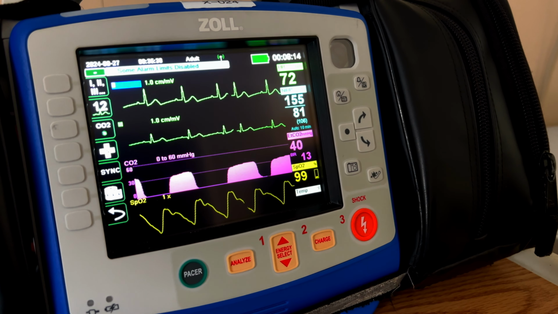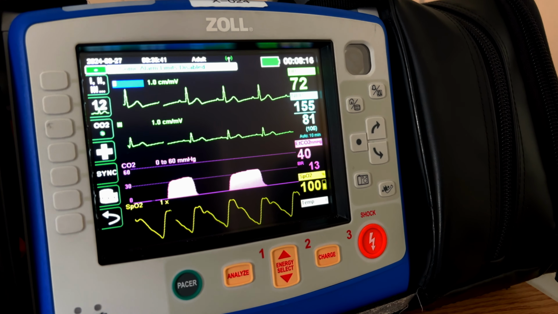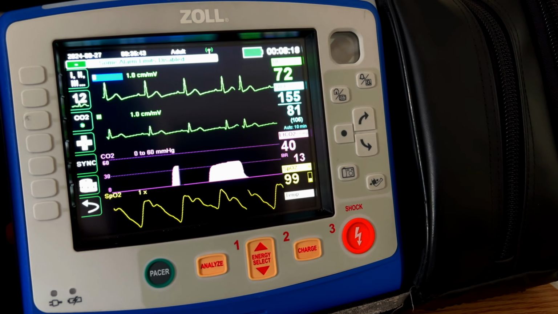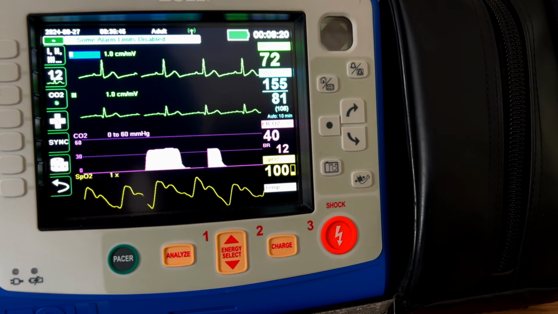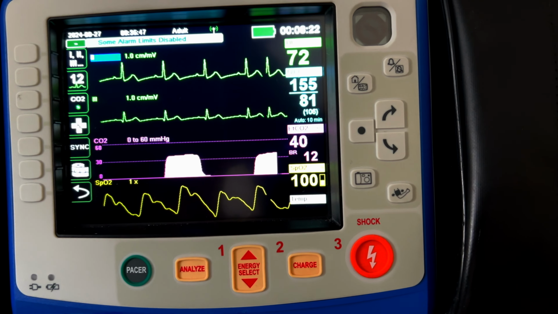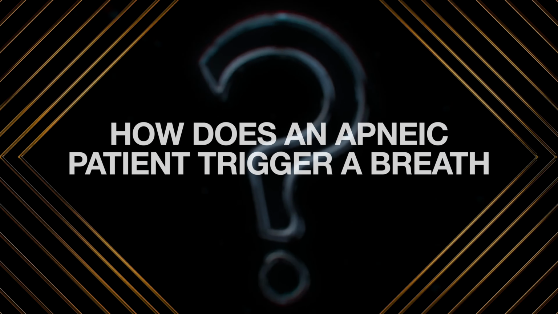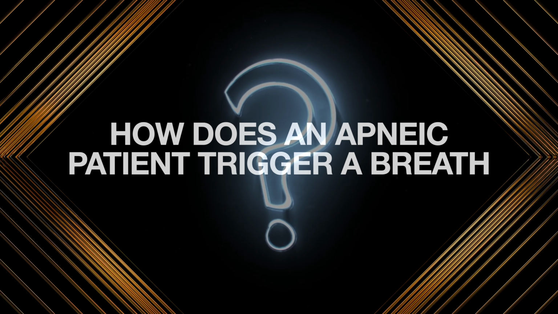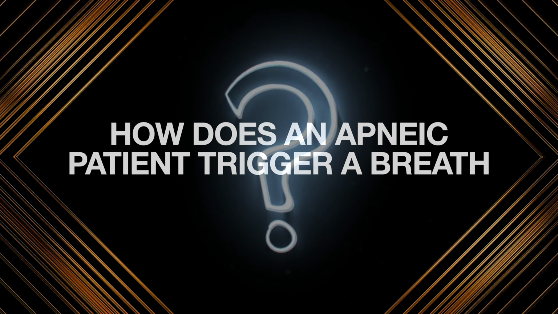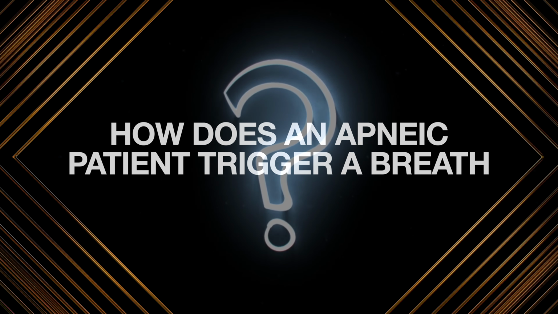Most patients we transport will be apneic on pulse oximetry and end tidal CO2, so we will know they are oxygenating and ventilating effectively, but unable to trigger breaths. So, how does an apneic patient trigger a breath? Well, they don't, but something else might.